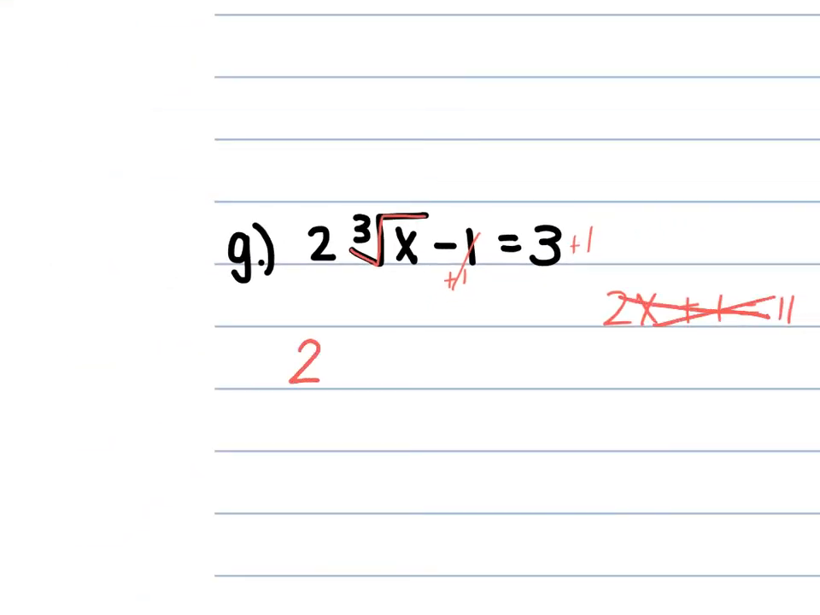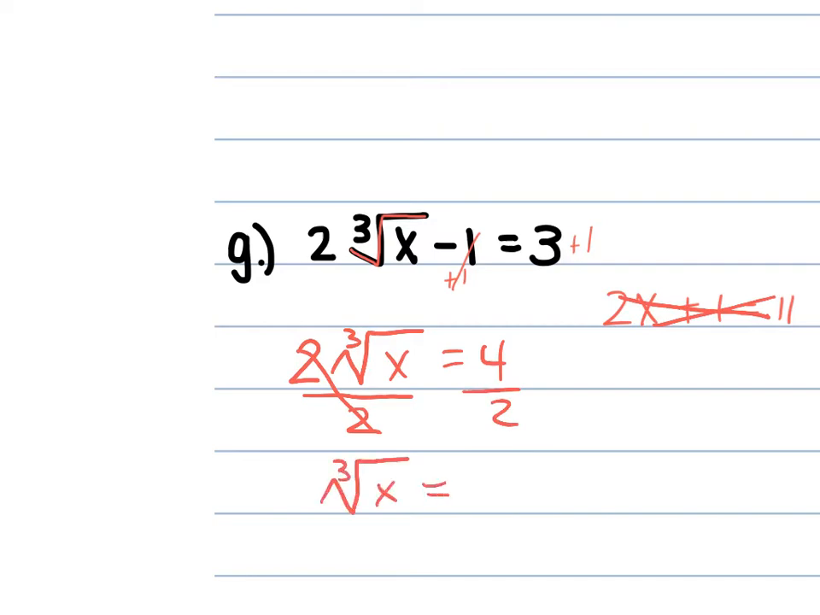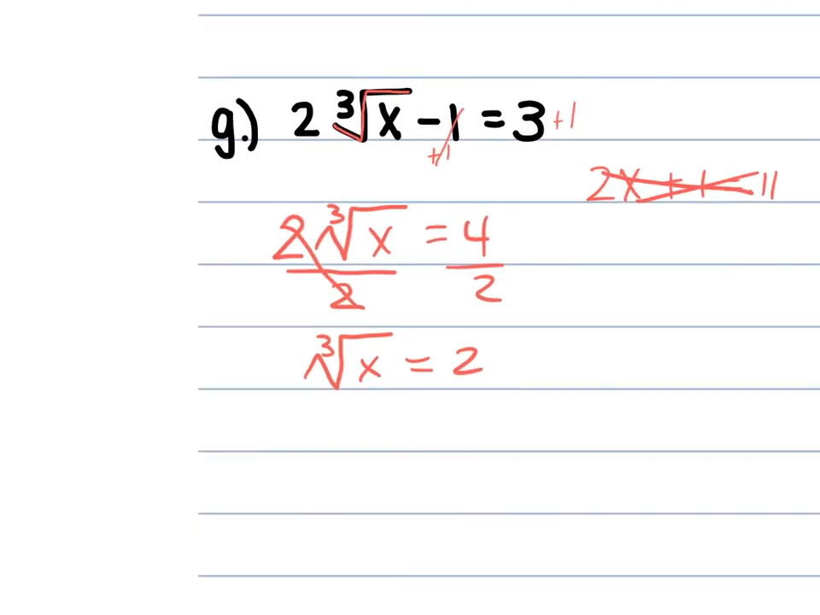So now we've got 2 times the cube root of x is equal to 4. That's the basic step. Divide by 2 on both sides. And now we've got the cube root on its own, so we cube both sides.